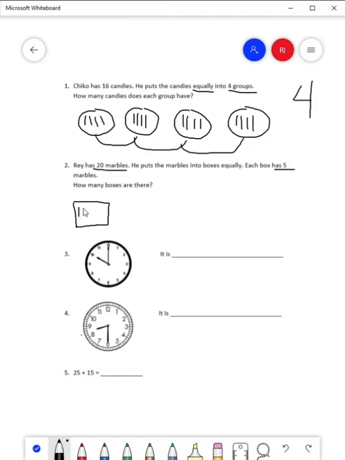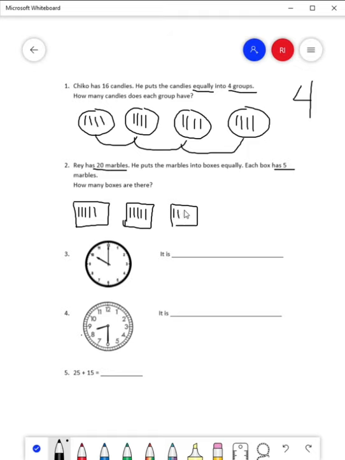1 2 3 4 5. Now one box has been filled by 5 marbles. So let's move to the next box. Continue counting. 6 7 8 9 10. Already 5. Let's move to the next box.